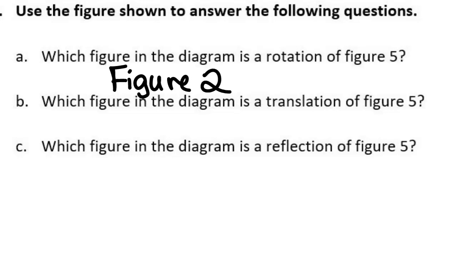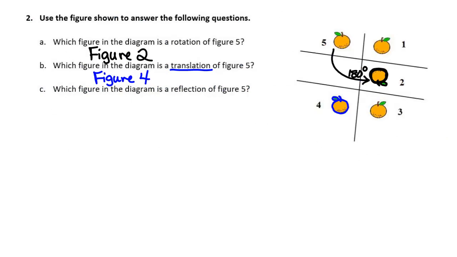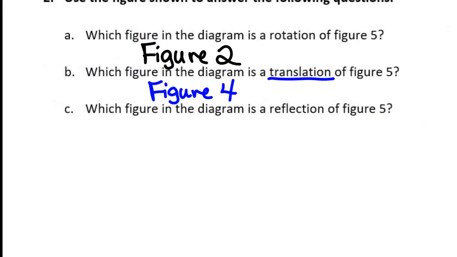Translations are the only ones that preserve our orientation, which in that case means if the leaf is on the left side of the stem, in my translation, the leaf still needs to be on the left side of the stem. All right, then we come to a reflection. Which one of these looks like a reflection of figure 5? 1.